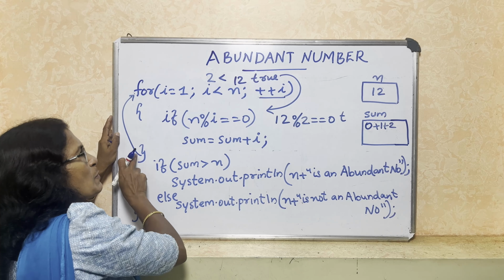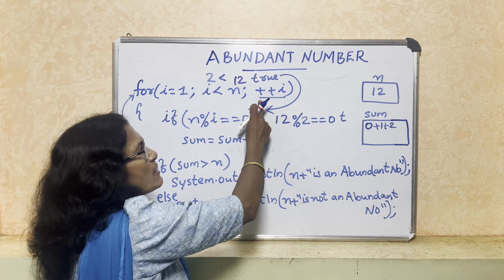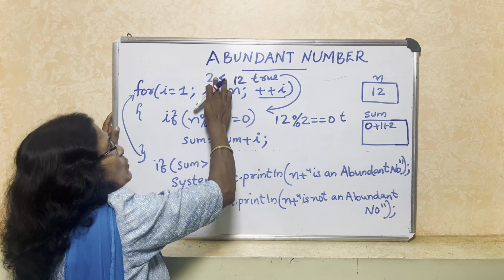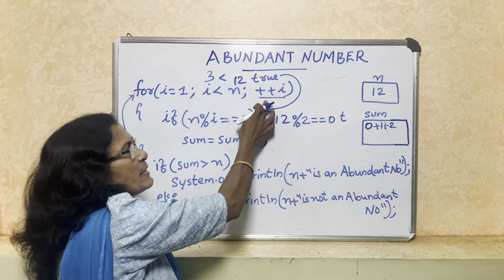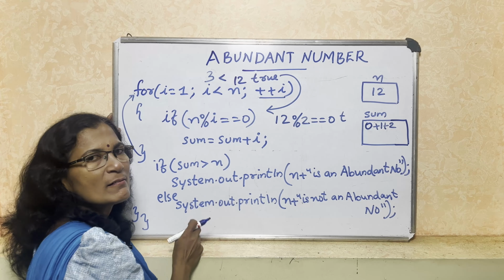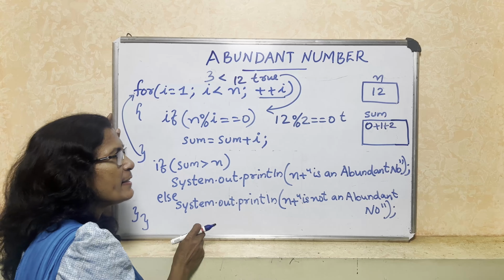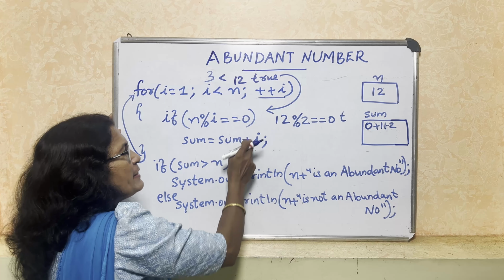Closing of the for loop's body. So control resumes back to the updation statement. Value of I is incremented to 3. After the updation statement, test expression is evaluated. 3 less than 12. Yes. Control again enters into the for loop's body. The if clause is executed.